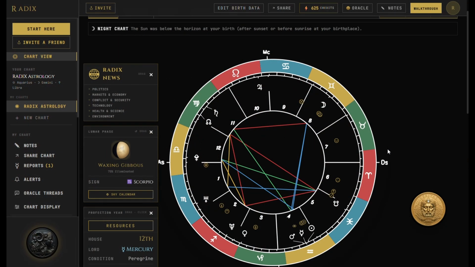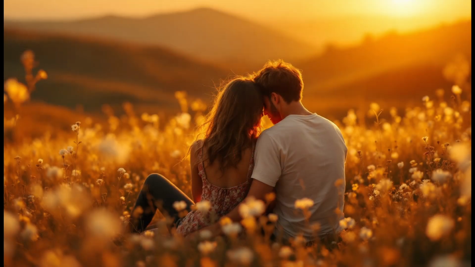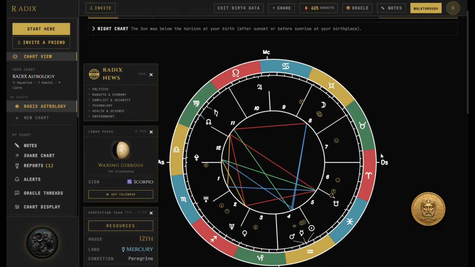A profection year that activates your lot of marriage degree, where the lord of the year is also the ruler of that lot, brings partnership themes forward with the full weight of both timing layers combined. The lots are most powerful precisely when a timing technique is pointing at them. They describe the natal potential activated by timing. They describe what's actually happening now. This is how everything in this series connects: Firdaria, annual Profections, dignity, transits, the lots, each layer informing the others.